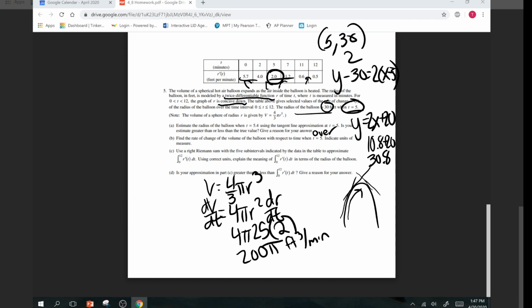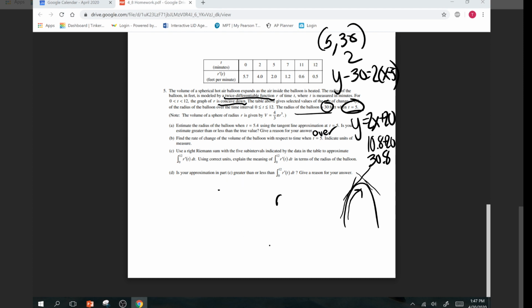Next part says use a Riemann sum with 5 subintervals to approximate the integral from 0 to 12. All right. So this one isn't too bad either.